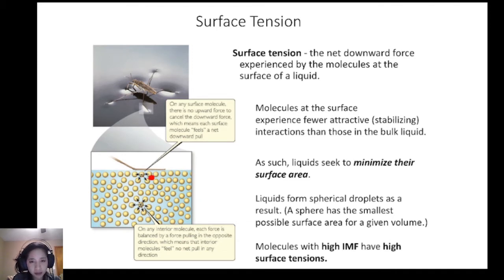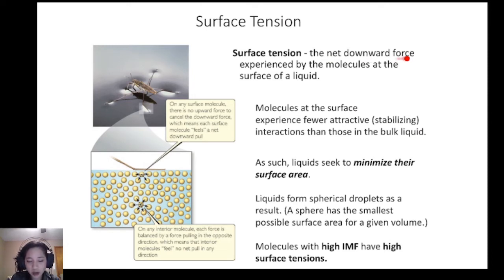There are some atoms this way that you can interact with. There are some atoms below you that you can interact with. But above you, there are no atoms. So there are no intermolecular forces available for you to interact with above at the surface. And so that is where surface tension comes from.